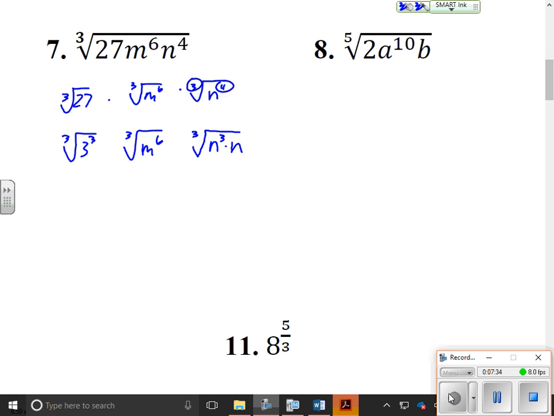So when I convert it to exponential form, this would be 3 to the 3/3 power. This would be m to the 6/3 power. This would be n to the 3/3 power, and n to the 1/3 power. Could the first one just be 3 to the first power? And that's what we want to do in the next step. We want to reduce those exponents as much as we can. So this is just 3. That's m squared. That's just n. And that's n to the 1/3.